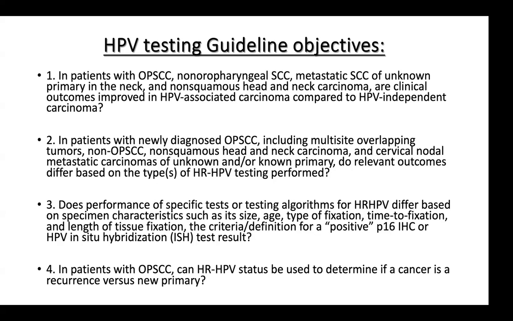Number four, in patients with oropharyngeal SCCs, can HPV status be used to determine whether it's a recurrence versus a new primary? That means whether HPV status, see, if a cancer has been recurrent, in rough terms, can we assume that the patient has been associated with HPV? If it is HPV, then are the chances of recurrence more versus a new primary? So all of these are guidelines, or should I say questions, that we are trying to answer with these guidelines.